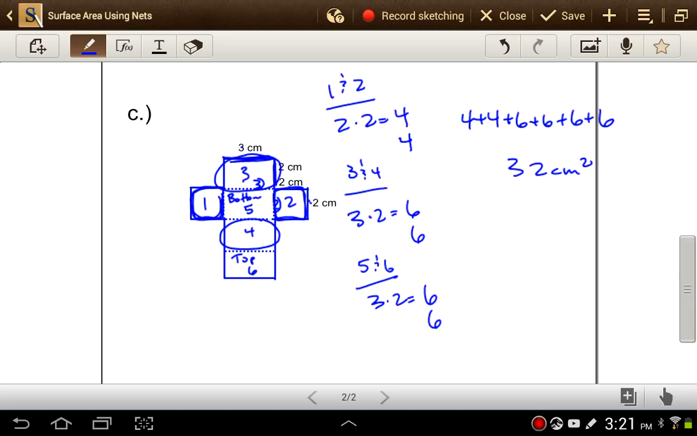So the key point from this is to make sure you find the area of each shape, whether it's a square or a triangle, and then add them all together. Okay, so that's your key point. Find the area of each one. Some of them are the same, so for some of them you don't have to do work. You can just write that number again, but you have to find the area for each shape that makes up the solid, and then add those together.